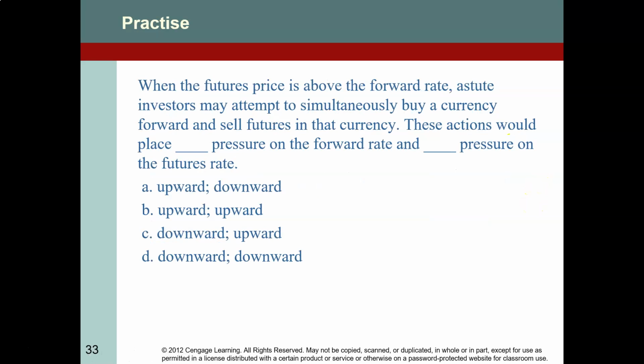When the futures price is above the forward rate, astute investors may attempt to simultaneously buy a currency forward and sell futures in that currency. These actions would place what pressure on the forward rate and what pressure on the futures rate? Think about it. Which one?